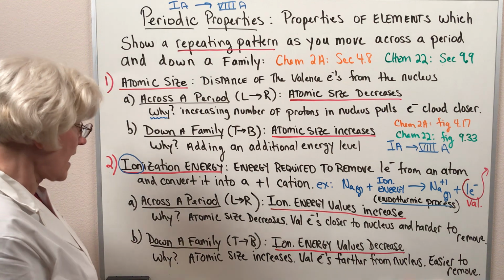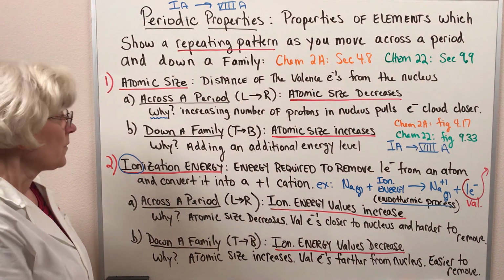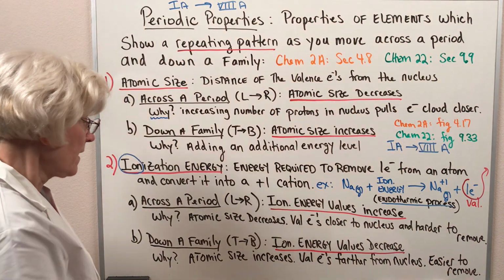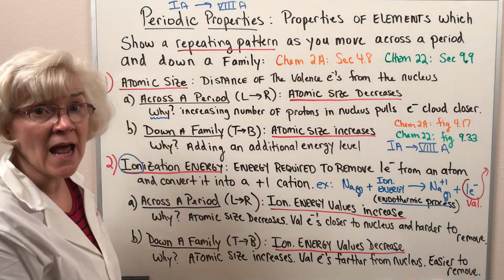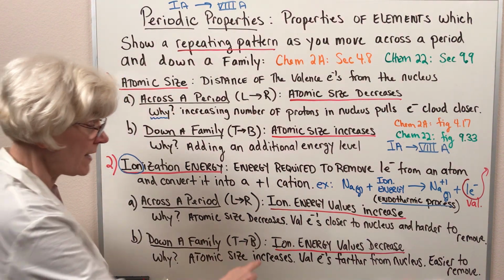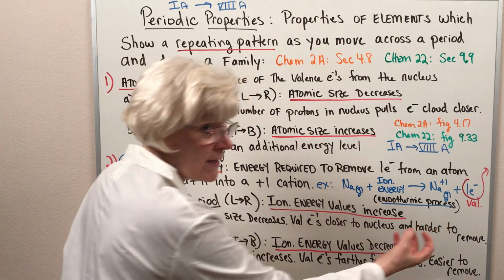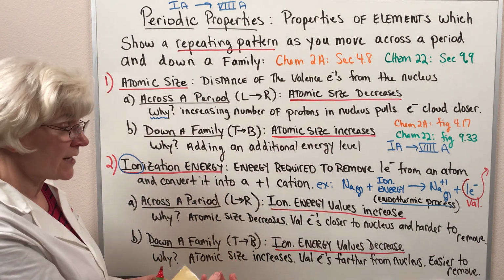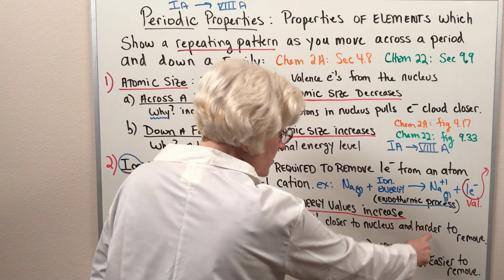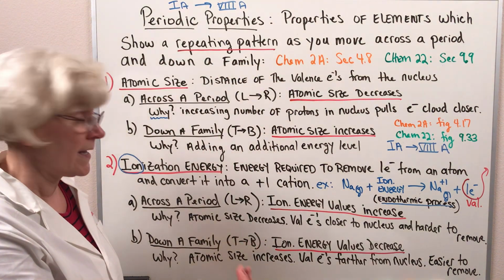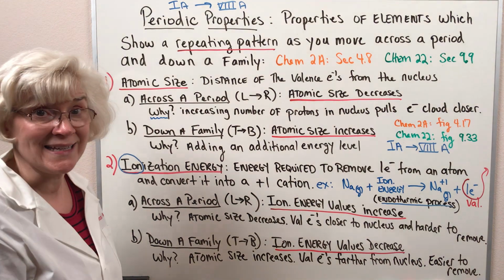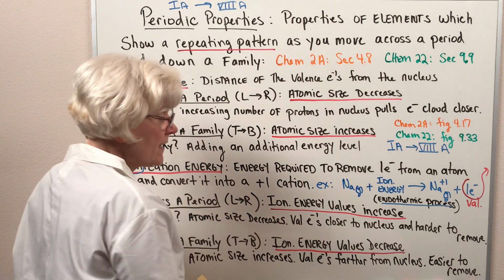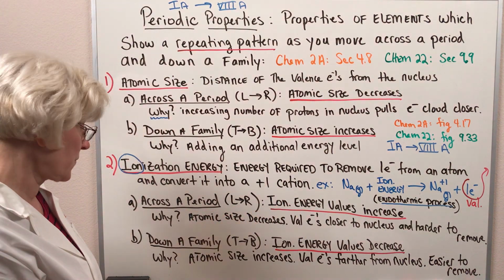How can we understand that? Why is that happening? Well, if you go back and think about what's happening to atomic size, because atomic size is decreasing as you go across a period left to right, the valence electrons are being pulled closer to the nucleus, experiencing a greater nuclear attraction. Therefore, it's going to be harder to remove a valence electron, and it will require a greater ionization energy value to do that. So across a period left to right, ionization energy values increase.